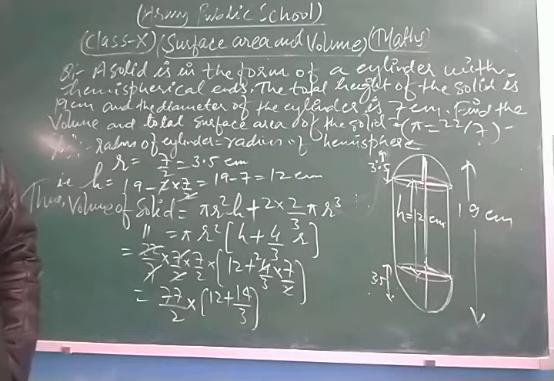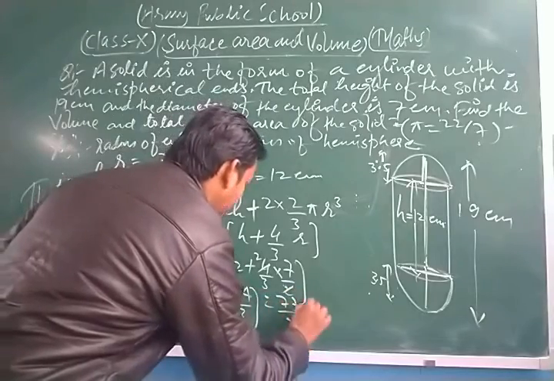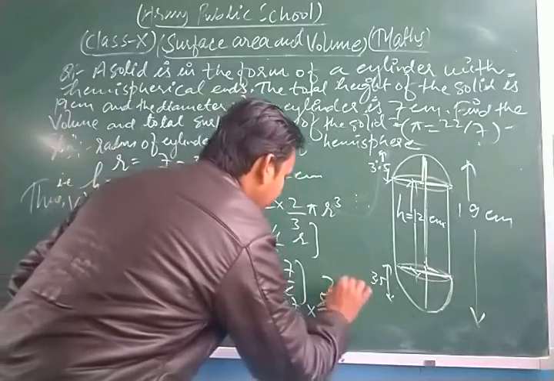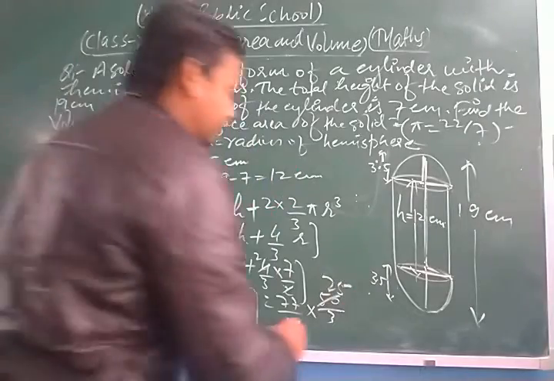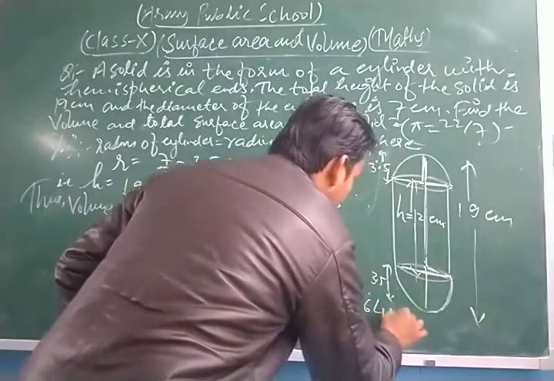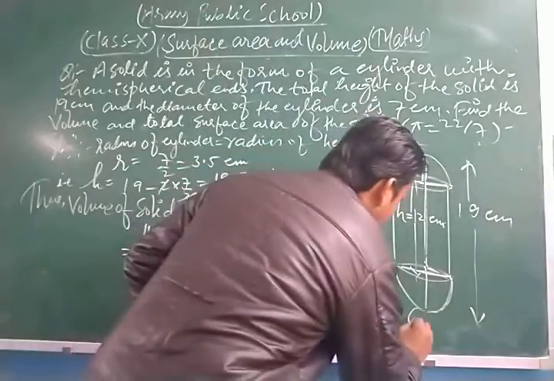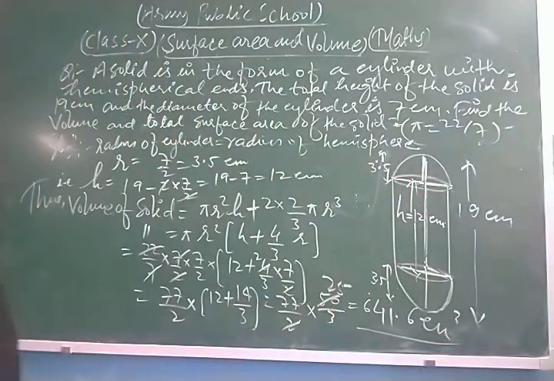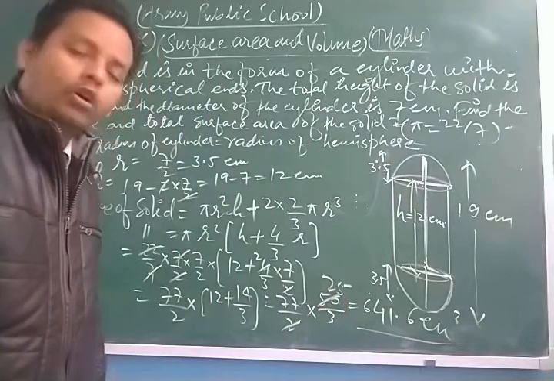After simplifying, dear student, we can write 77 upon 2 into 50 upon 3. So this is 25. After multiplying and dividing by 3, we get 641.6 approx centimeter cube. This is the volume of this solid.